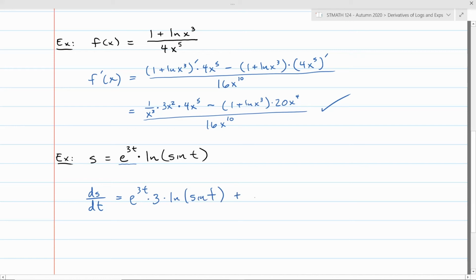Then we do plus. Then we leave the e to the 3t alone. And we're going to multiply times the derivative of natural log of sine of t. Well, the derivative of natural log of anything is 1 over that anything. And then we multiply times the derivative of the inside function, which is cosine. And again, we could simplify this expression a bit if we wanted to, but I think for now I'll just leave it there.